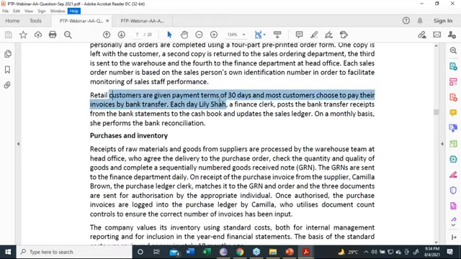Retail customers are given payment terms of 30 days, and most customers choose to pay their invoices by bank transfer. Each day, Lily Shah, a finance clerk, posts a bank transfer receipt from the bank statements to the cash book and then updates the sales ledger on a monthly basis. She performs the bank reconciliations. So basically, she does everything. What's the deficiency here?